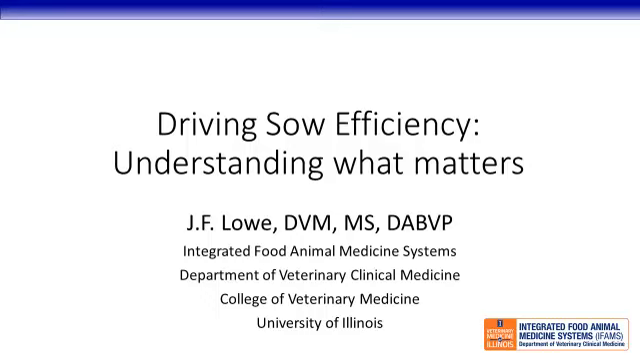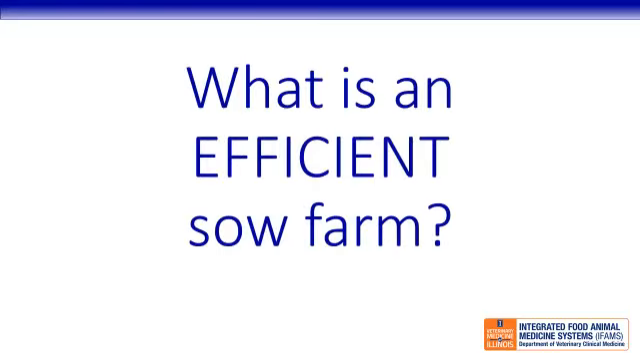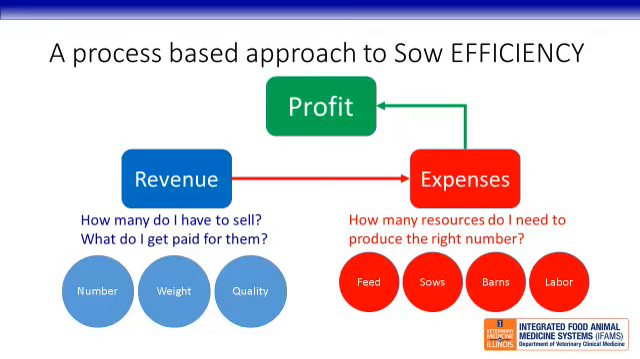And so how do we do that? Let's talk a little bit about what an efficient sow farm is, because I think that's the most important place we start. If we're going to talk about how we improve efficiency, we've got to be able to define that efficiency in a way that makes sense to everybody, so we're at least working on the goal that we think we're working on. So this is how I propose that we start talking about efficiency today. And I started this conversation earlier.